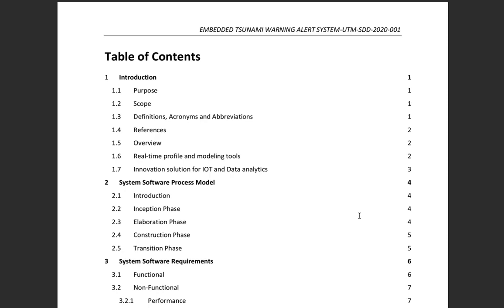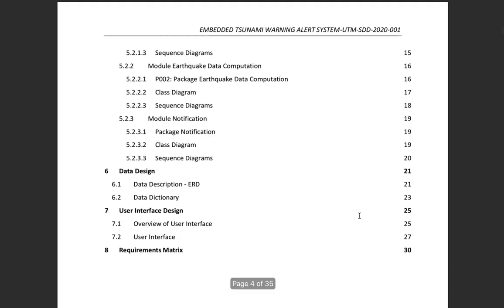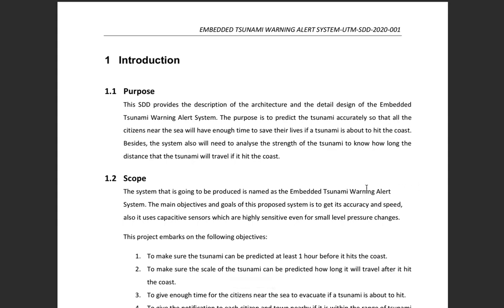To avoid the loss of human lives and to warn them beforehand, we propose a real-time tsunami warning system to minimize the casualties. As for our proposed solution, the main purpose is to predict the tsunami accurately so that all the citizens near the sea level will have enough time to save their lives if a tsunami is about to hit.